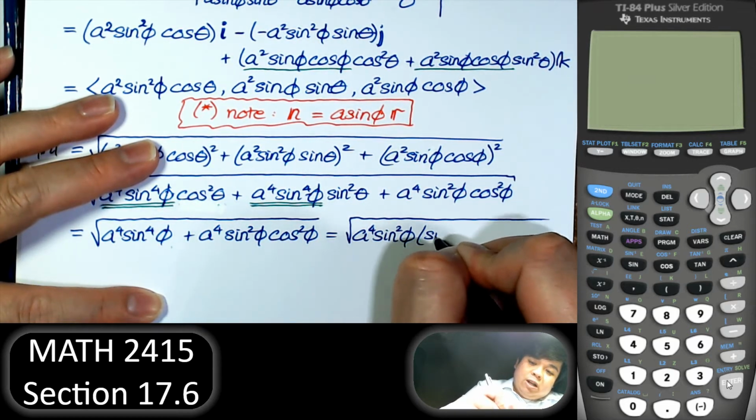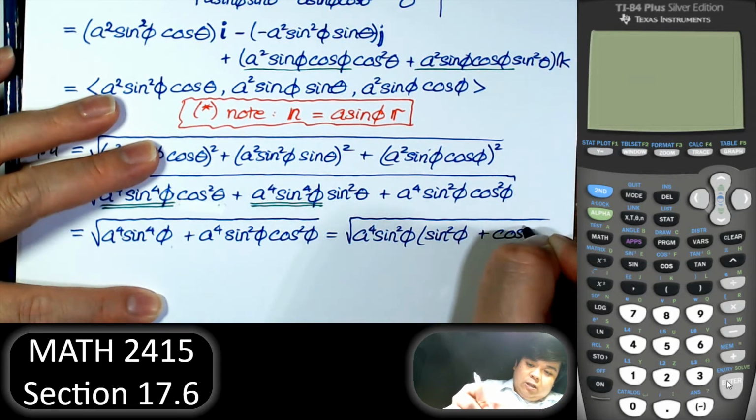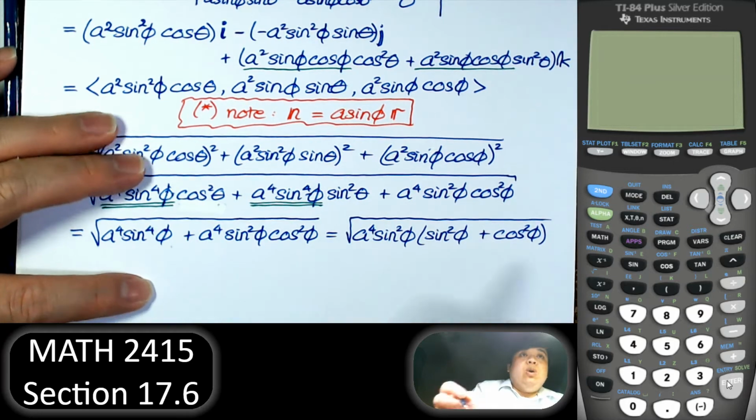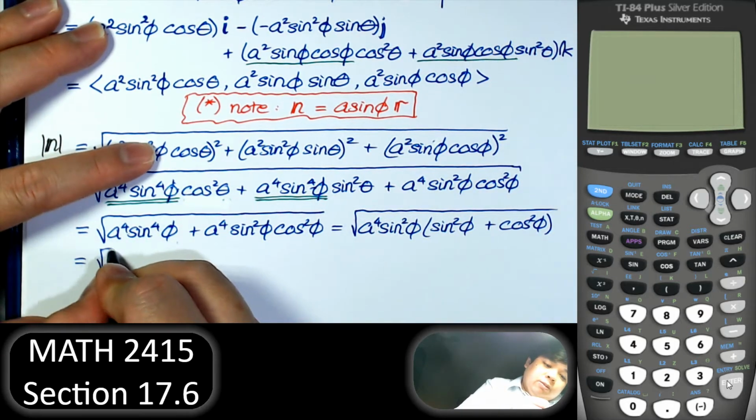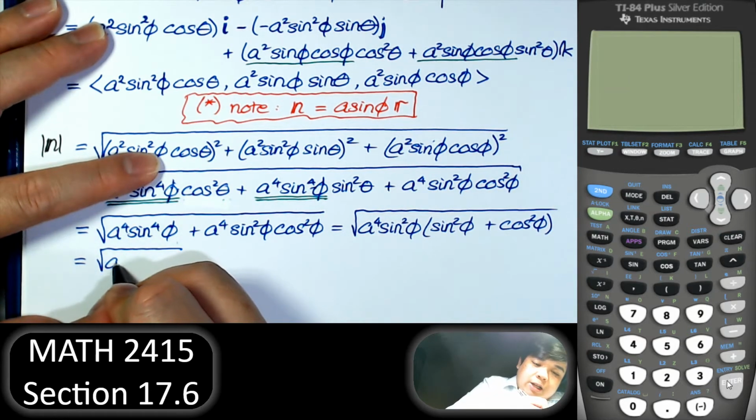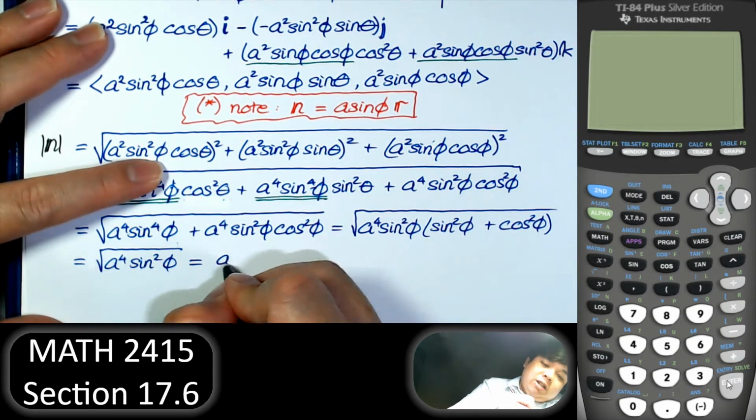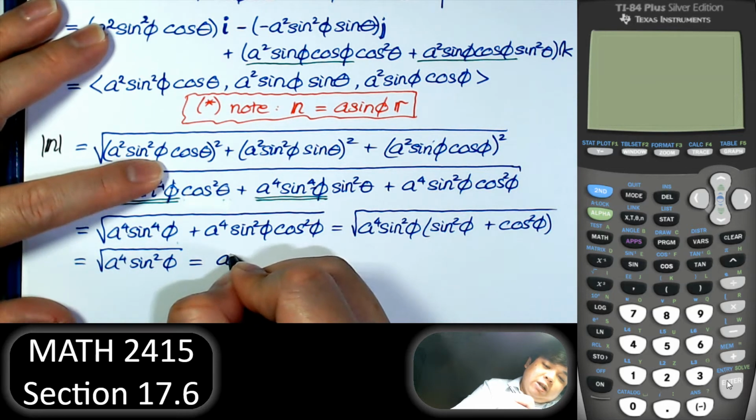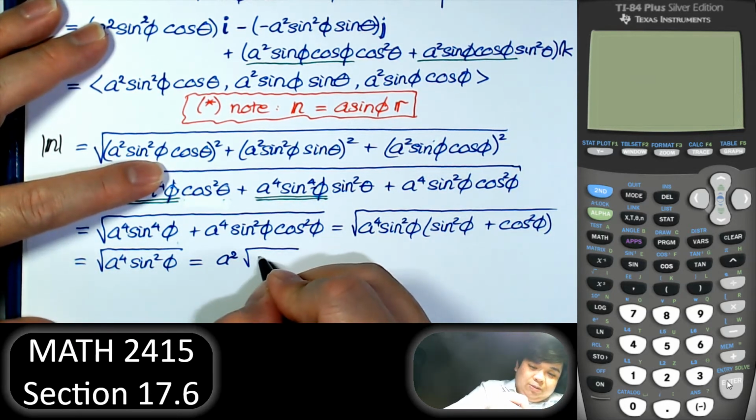In that case we have sine square left and cosine square. Sine square plus cosine square is 1, so we have 4 a to the 4 sine, and then we just take the square root of that.